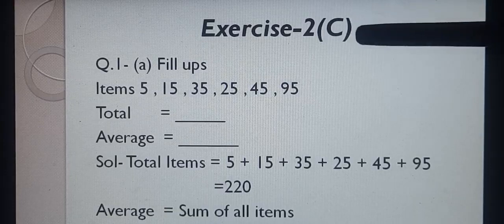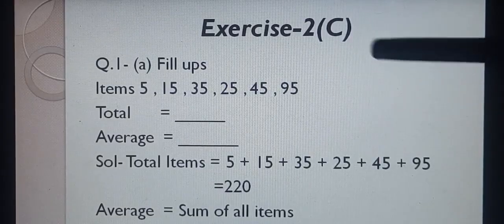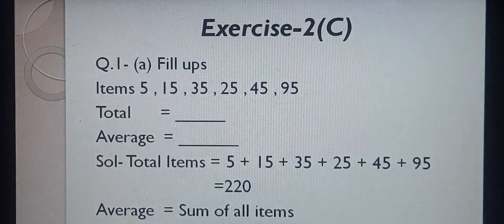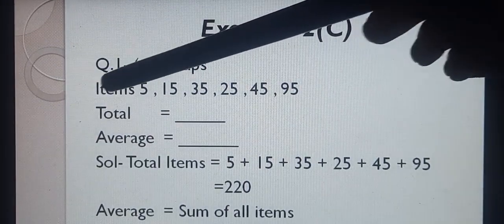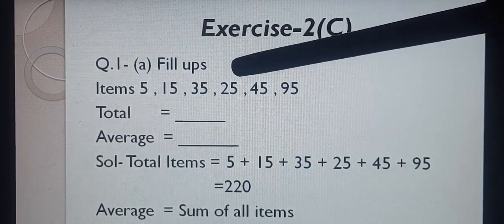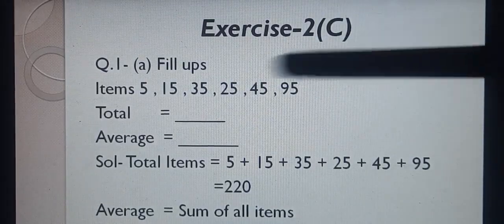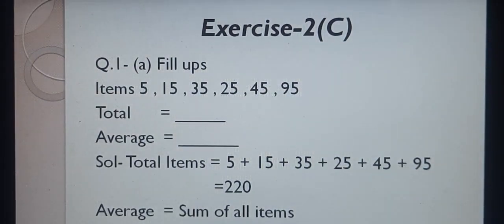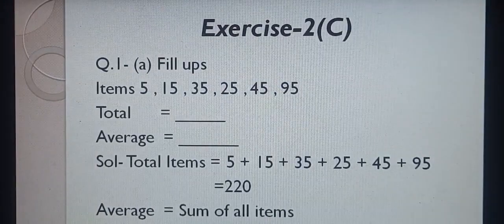Now we will start our exercise 2C. This exercise is based on the topic average. Okay. First question, A part. Filling the blanks are given. Question number 1, A part fill-ups. Items are given to us 5, 15, 35, 25, 45 and 95. Total is equal to dash, average is equal to dash. Means we have to find out these two fill-ups for our first question, A part.